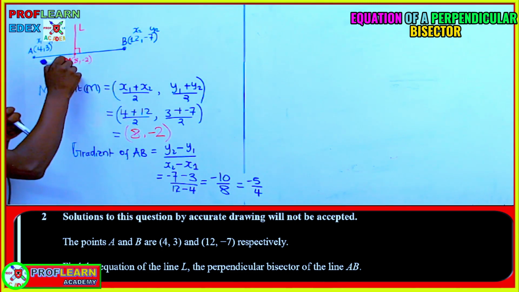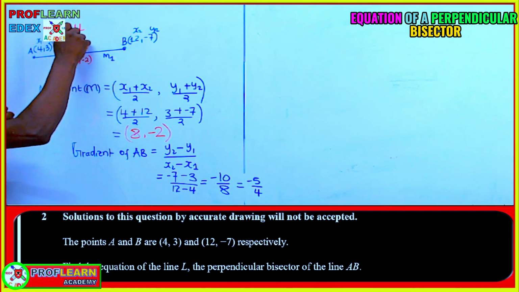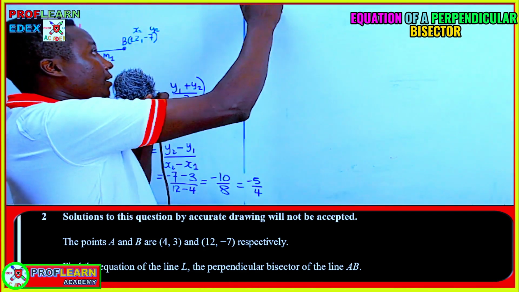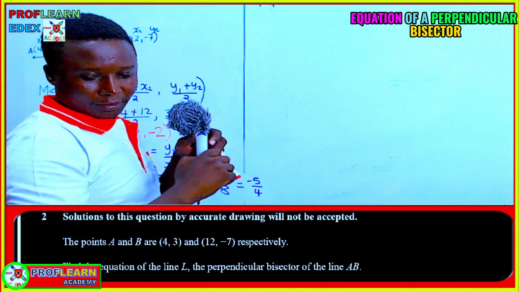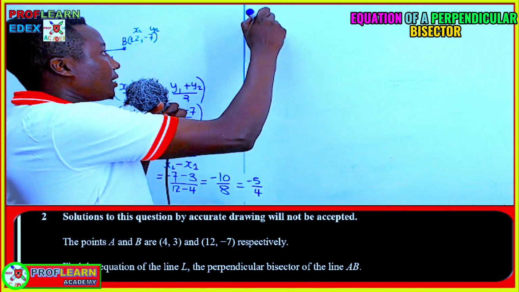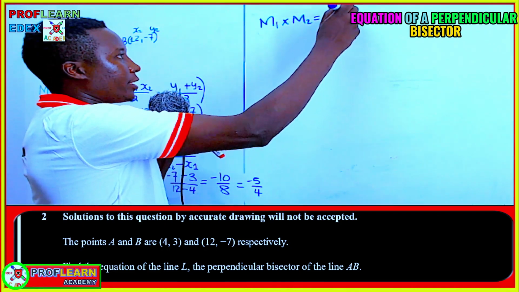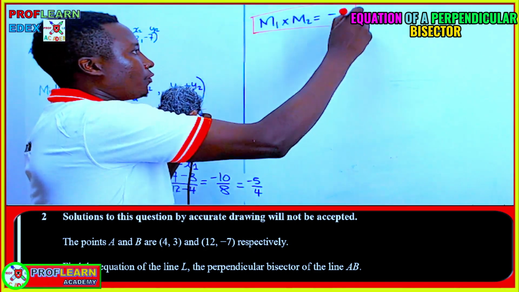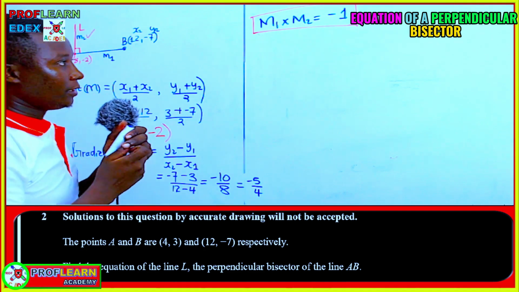But remember, if the gradient of this one is M1 and the gradient of this other line is M2, because they are perpendicular, we can say M1 times M2 equals -1. We are going to use this relation so that we can find the gradient of the line whose equation we are finding.